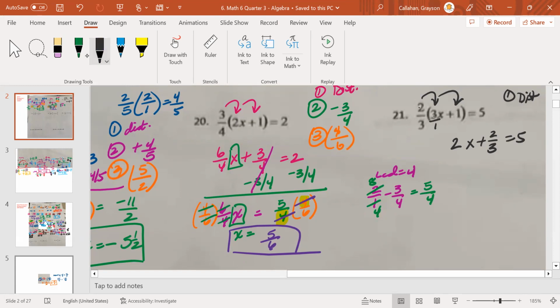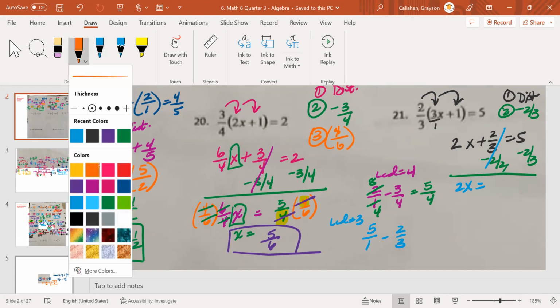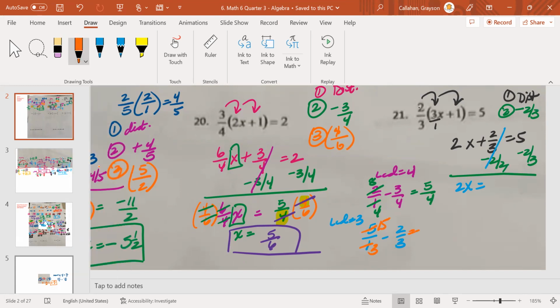Okay, step number 2. We're going to go ahead and subtract 2/3 on both sides. So then what happens here is that part cancels, 2x equals, you want to work this on the side, 5/1 minus 2/3. Lowest common denominator is a 3. So then 1 times 3 is 3, 5 times 3 is 15, 15 minus 2 is 13/3.